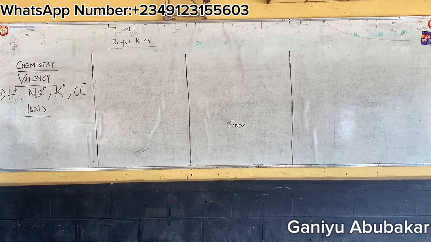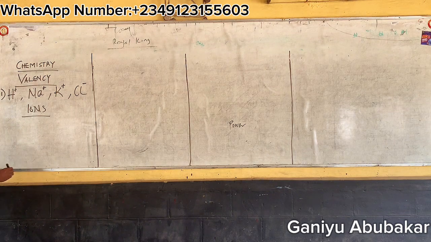Radicals are atoms or groups of atoms that contain a charge, either positive or negative. What does positive mean? Losing electrons. Negative is gaining electrons. That's your ion definition.